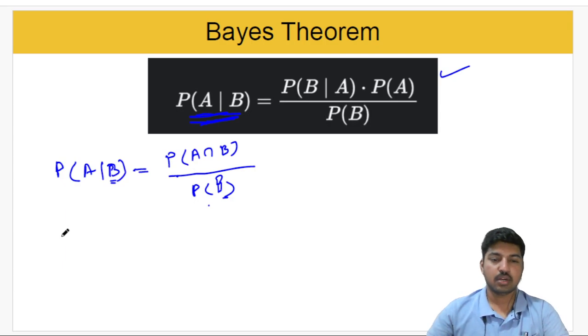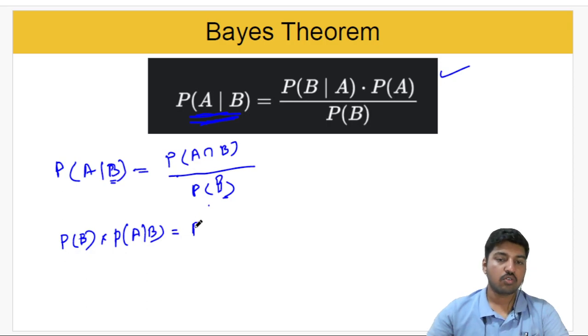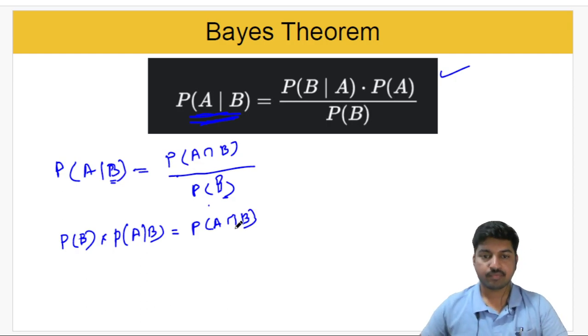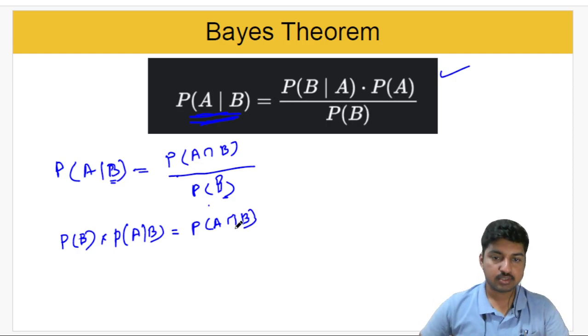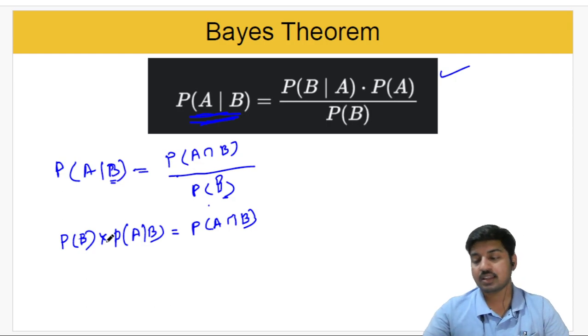Multiply. So probability of B into probability of A given B is equal to probability of A intersection B. Okay, this is the one. They have done a wise part here. Now they have done another wise part.